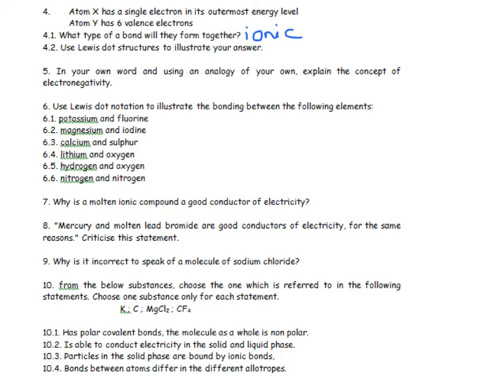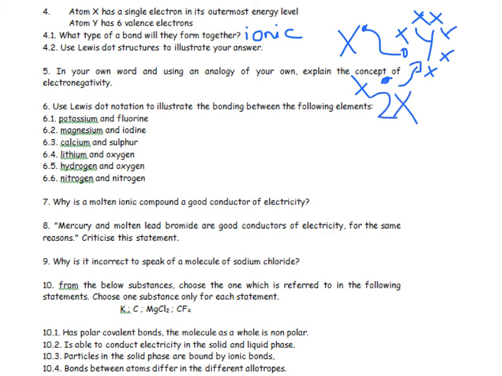And let's draw this. X has got one electron over there, and Y has got 6. And we're going to move that one over there, and we're going to move that one over there, and we're going to have 2X plus and a Y like that with a double negative charge, minus 2.